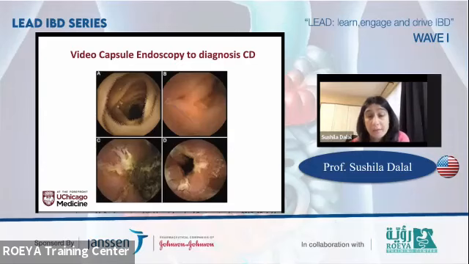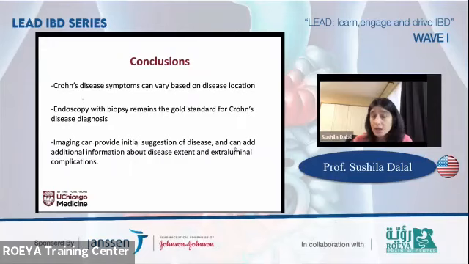There is something called a patency capsule, which is a dissolvable capsule that can be given to the patient first to make sure that the capsule can pass freely. Do not give a video capsule to anyone with obstructive symptoms, as there would be a high risk of the capsule getting blocked. Here are some of the images that you may see of ulceration in the small bowel that would suggest Crohn's.